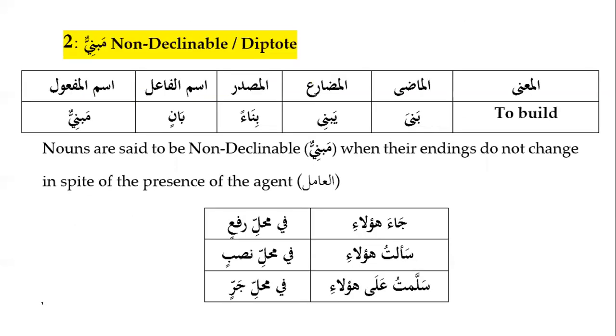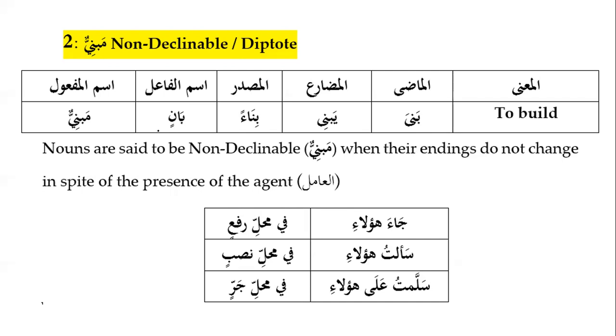All right, then we talk about the second form, which is mabniyun, a noun which is non-declinable, or diptote. Mabniyun, okay. Now, I'm sure you still remember that we have discussed ismul manqus, which is bana, yabni, bina'an. So bina'an is also a masdar. Bana, to build. Yabni, he builds.